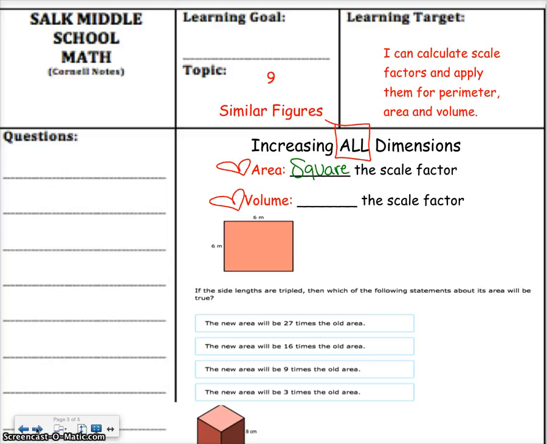For instance, the reason that I square it is because area is a square unit. Area, let's say I had feet, represents feet squared. Let's say I had centimeters, then area represents centimeters squared. So if I have a scale factor, I need to square the scale factor. So here's an example. If my scale was 1/2, then my area scale would be 1/2 squared, or 1/4.